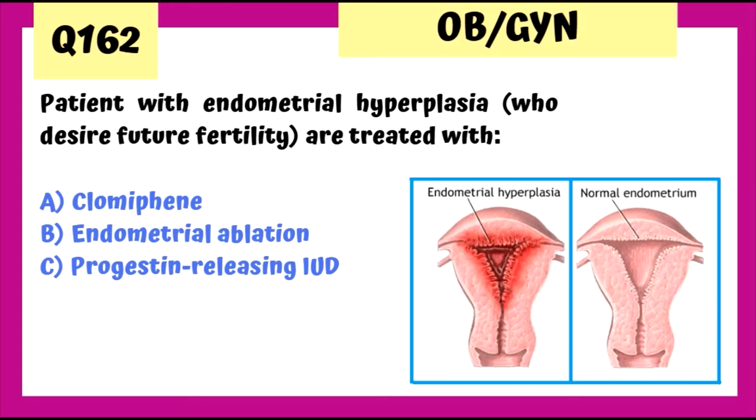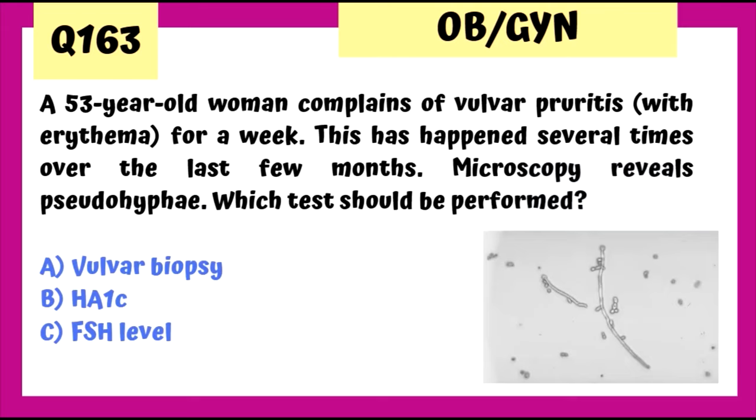162. Patients with endometrial hyperplasia are treated with progestin-releasing IUD, because we talked about where she desires future fertility, and this is reversible. All right, and clomiphene, we spoke about before, that's for PCOS, where we want to induce ovulation, okay? But in endometrial hyperplasia, we give progestin-releasing IUD that offsets the extra estrogen.